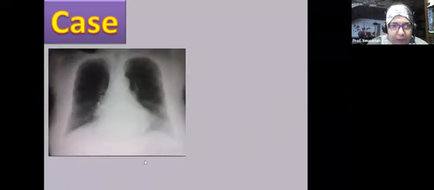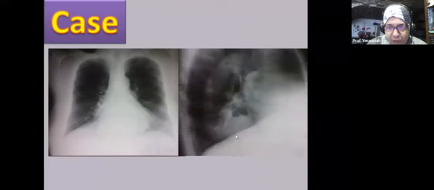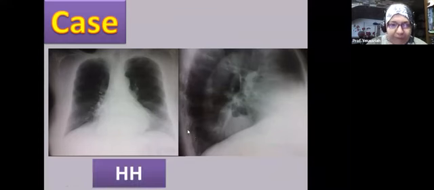Now, what do we have here? We have this plain X-ray with a double density behind the heart, okay? And the lateral image shows this lesion behind the heart, abutting the diaphragm and showing a fluid level. This is a classic appearance of a hiatus hernia in plain study.